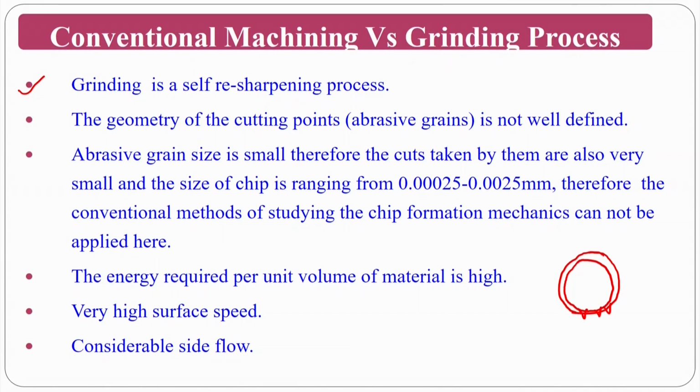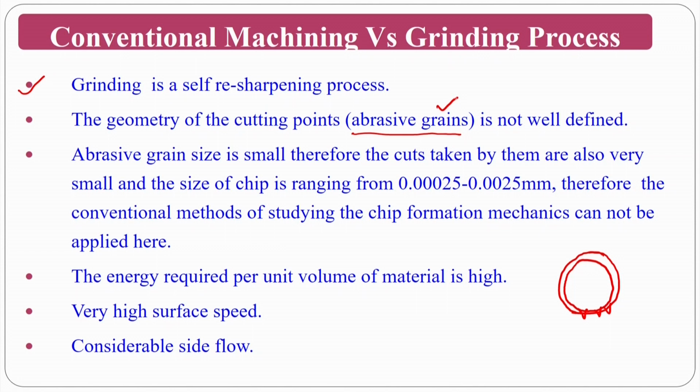Whereas in a single point cutting tool like the turning process, if your tool is worn out, you have to change the tool. The geometry of the cutting points, that is the abrasive grains, is not well defined. Some textbooks say abrasive grains, while some papers say abrasive particles. The shape and size normally you can get only in a range.